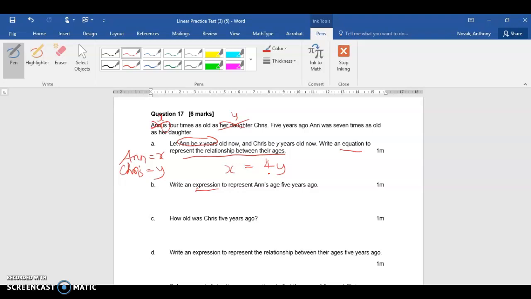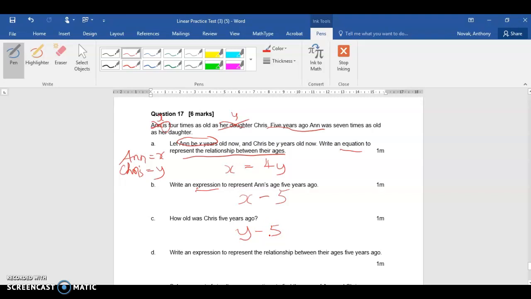We now have a look at part B. Write an expression to represent Anne's age 5 years ago. And why do they ask that? Because the second sentence is talking about it. So here they're slowly going to get you to build the equation. So we have Anne's age 5 years ago. If Anne's now x, what was she 5 years ago? Obviously x minus 5. And the same could be said for Chris. 5 years ago, Chris was y minus 5.